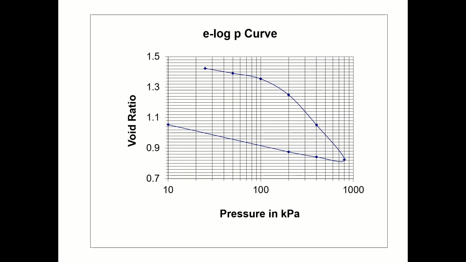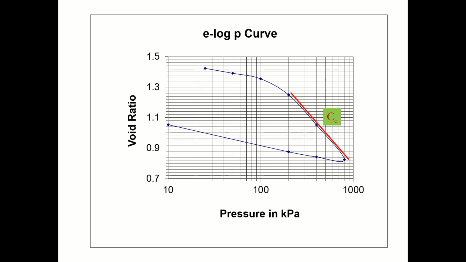Now you know all the data. You have to plot your E log P curve. E is on the y-axis and P will be on the x-axis, which is in log scale. From this curve, you have to determine the compression index Cc, recompression index Cr, and pre-consolidation pressure.